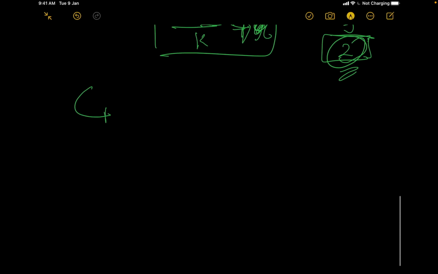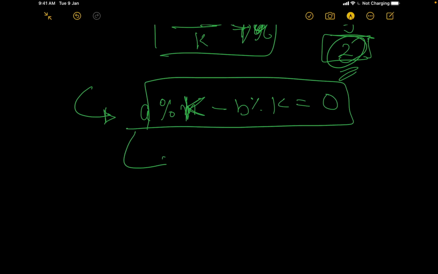So what we have obtained over here is that a modulus k, or m, whatever we are calling it. So a modulus k minus b modulus k is equal to 0. That's what we want to find. Or in other terms, a modulus k is equal to b modulus k.